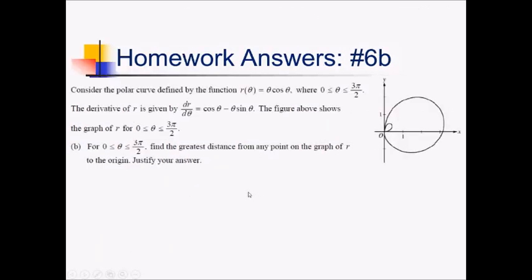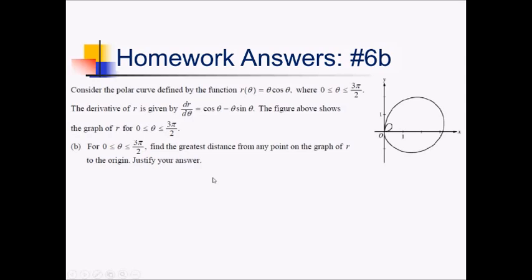For this part of the problem, between 0 and 3 pi over 2, they want the greatest distance from any point on the graph of R here to the origin, and then justify the answer. So this is basically an absolute max min kind of problem. We want to find the greater of the absolute max and absolute min for basically the R function. R is telling us how far we are from the origin. So we just need to maximize or minimize R, and whichever one is further away in terms of absolute value, that's going to be our answer for this problem.